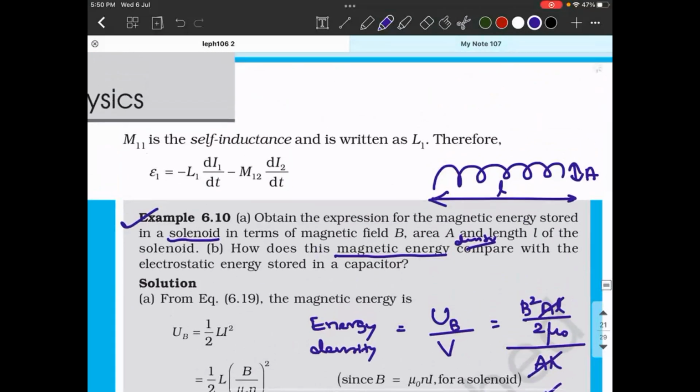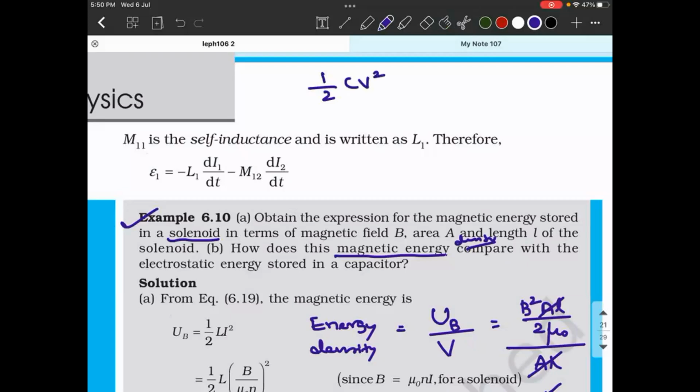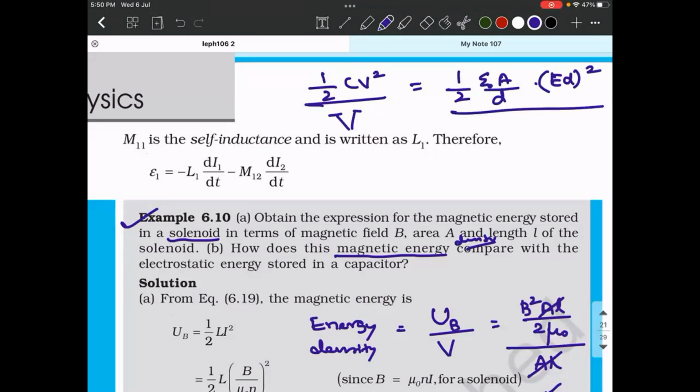Okay. So if at all you have a doubt of how we got that half epsilon naught E square, it is very simple. You know half CV square divided by volume is going to be energy density. So half into energy stored in a parallel plate capacitor is how much? Epsilon naught A divided by D into V square. V is E into D because electric field is negative of potential gradient. So E into D square divided by volume, which is A into D.